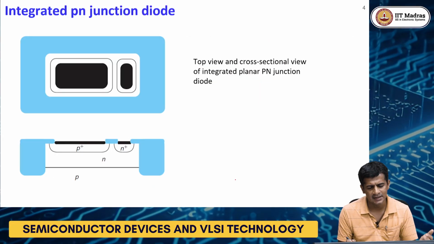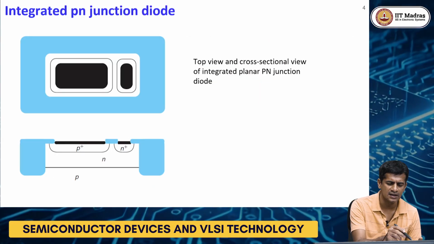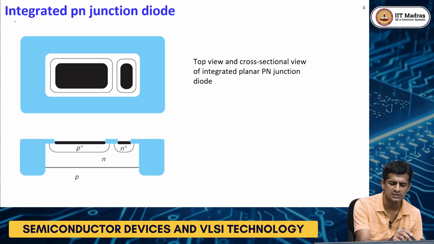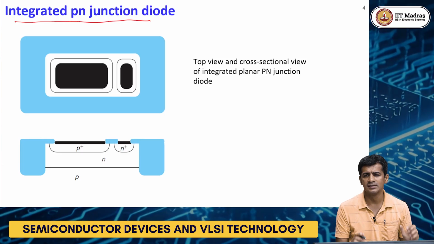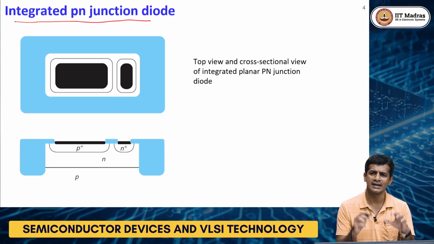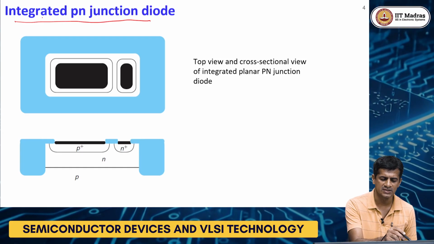So let us take a simple case. Let's see how a PN junction diode looks. This is what I am calling an integrated PN junction diode. This is how a diode looks on an IC, an integrated circuit. That is why it's called an integrated diode.